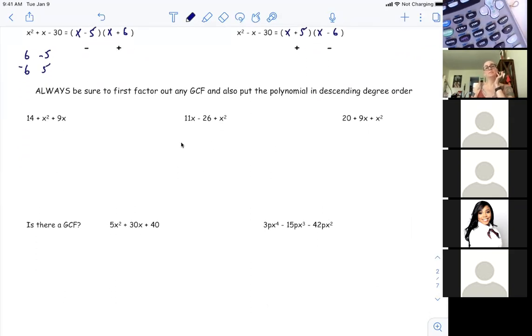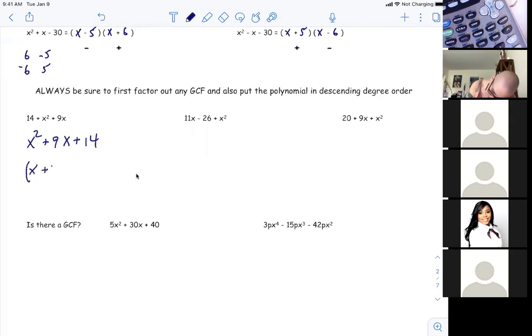Now we've got some trinomials here that were sloppily written. They're not in order. So here's some advice. Make sure you factor out any GCF and put the polynomial in descending degree order. What in the world does this mean? It means just put things in order according to the exponents with the highest exponent first. So we put the square term first, and then the linear or first power term, and then the constant term. And then it's easier to work with.